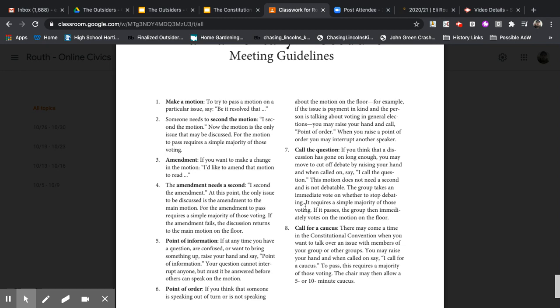So once the motion has been seconded, it is the only thing that can be discussed. I realize a lot of this is going to seem kind of complicated, but we're doing it to make sure things stay orderly and that we're organized in how the meeting is going. A motion has to be seconded, then it's the only thing that can be discussed, unless you would like to make an amendment. If you want to change something, amend means to change. You could just say, I'd like to amend the motion to read, and then you would state exactly what your amendment is going to be.